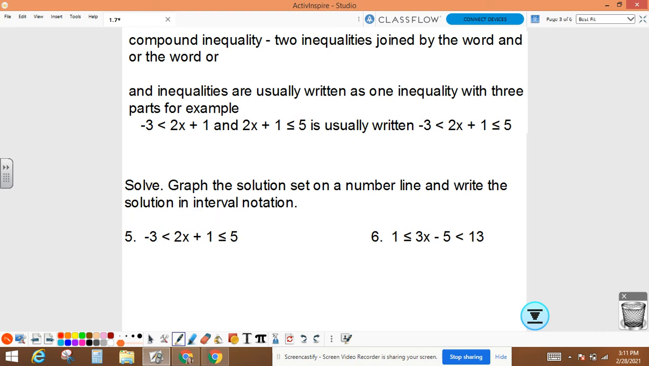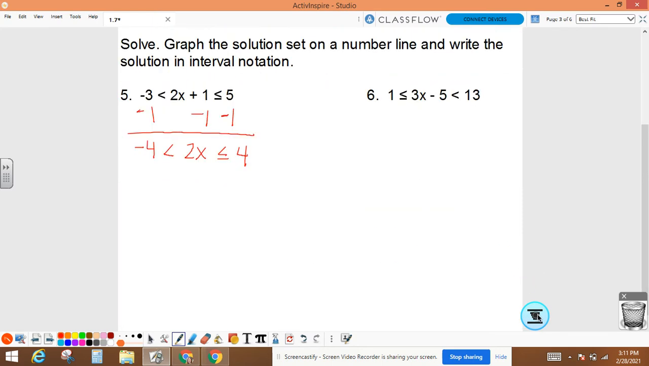All right, so number 5 is that same inequality. And again, I want x by itself in the middle, so I'm going to subtract 1. If I do that here, I've got to do it on this end and on this end. So this will become negative 4 is less than 2x, which is less than or equal to positive 4. All right, so now, again, I want 2x by itself here, so I have to divide by 2 to accomplish having just an x there, which means I've got to divide by 2 on both ends. So this is negative 2, and this is positive 2.